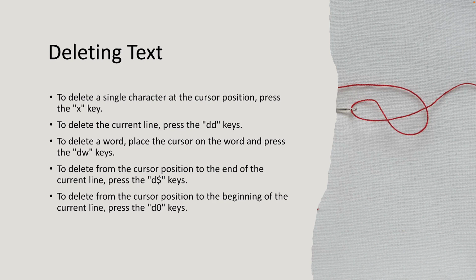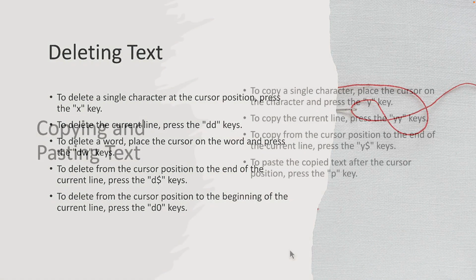To delete from the cursor position to the end of the current line, press D followed by $. And to delete from the cursor position to the beginning of the line, press D0. So Vim is really designed to have all these keyboard shortcuts so that you don't have to use the mouse, you don't have to move your hands around, and you can get very efficient with it. But you do have to get some practice with that, and we're going to get that upcoming here in our lab. So let's go ahead and look at our next group of commands.